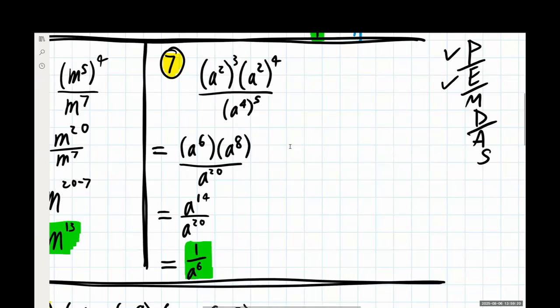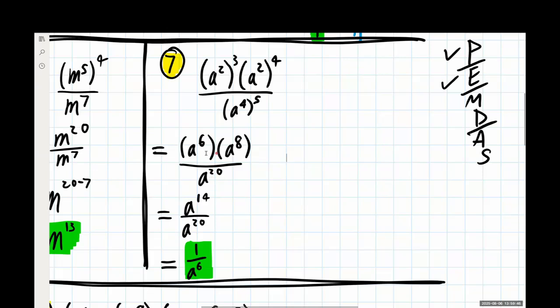So in terms of how we got to our answer here, we got a to the 6th from doing a squared raised to the 3rd power. So I applied the power rule here. That states that these two multiply. That gave me 6, or a to the 6th. Power rule applied here, which gives me a to the 8th. And then power rule applied here, which gives me a to the 20th for my denominator.